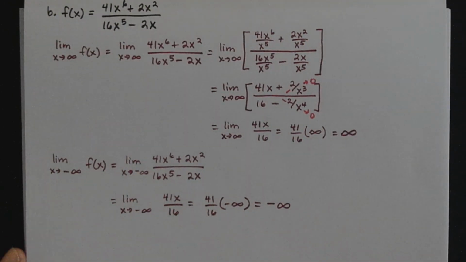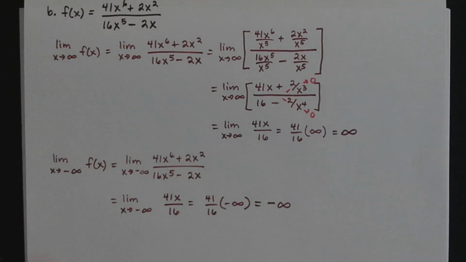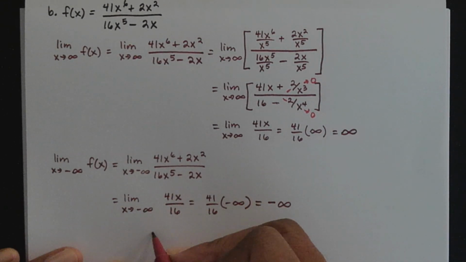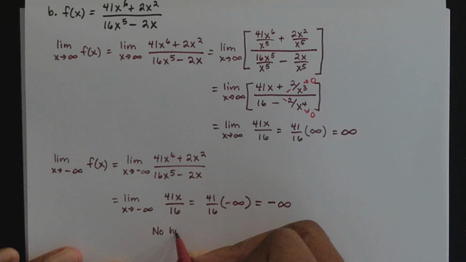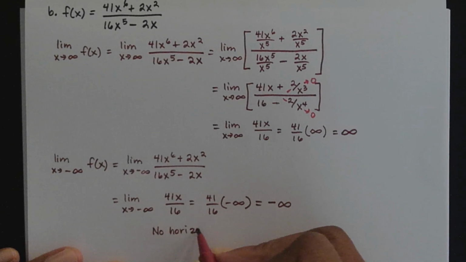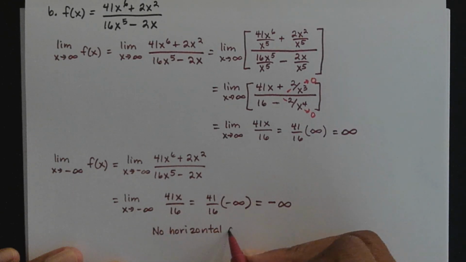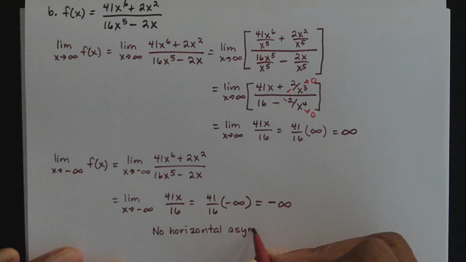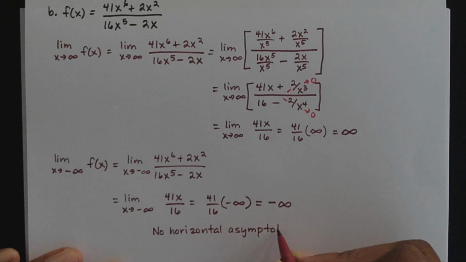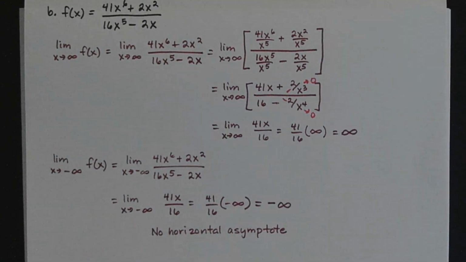So that tells me right there that this function has no horizontal asymptote. Because at infinity, the function is going to positive infinity, but at negative infinity, it's going to negative infinity. So in this case here, there is no horizontal asymptote for the graph of that function.